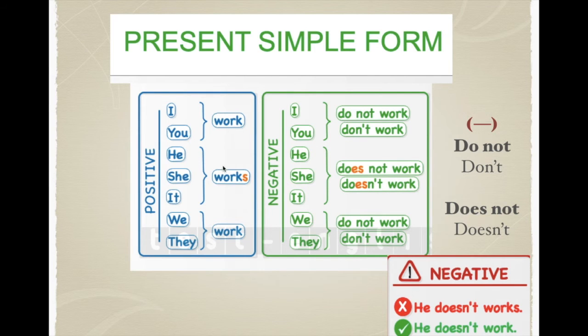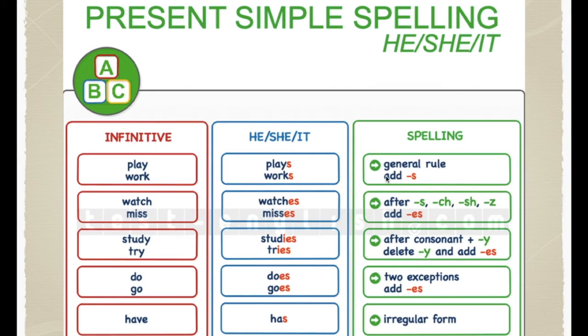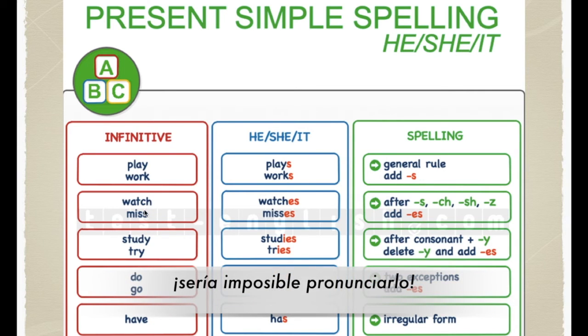So normally we add S, like here, work, works, but there are some other rules for he, she, and it. The general rule is add S: play, plays, work, works. But after S, CH, SH, or Z, we add ES. So watch, watches, miss, misses, and this is because of the pronunciation. If we only add S, it will be difficult to say it. Watch, misses. So we need ES: watches, misses.